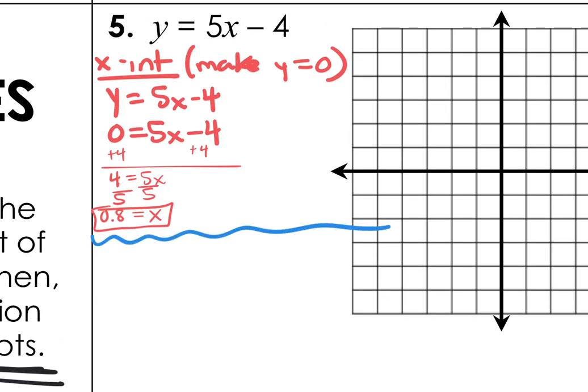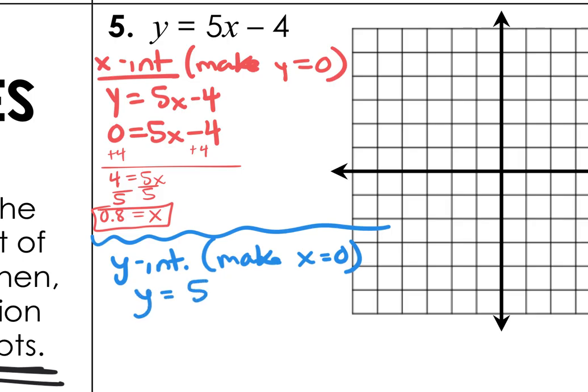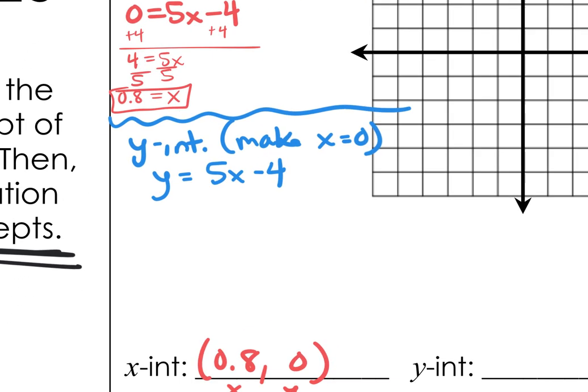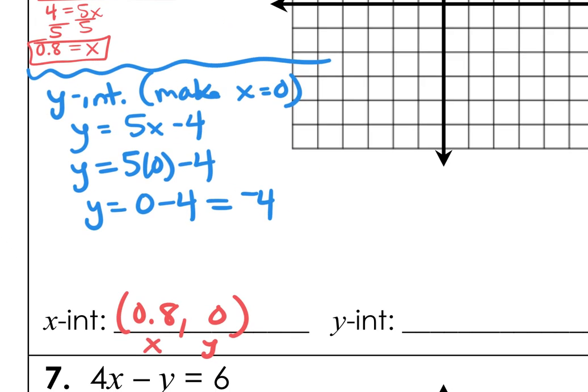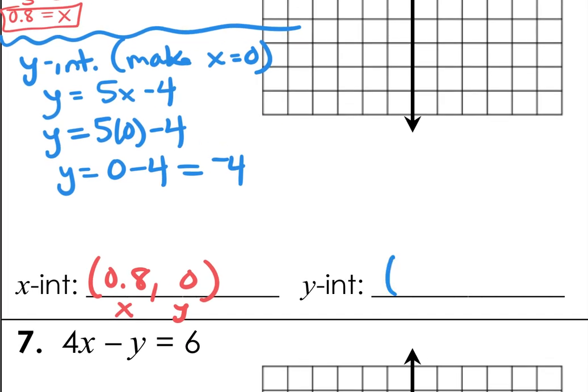Now we need to find the y-intercept. All we're going to do here is make x equals 0. So we go to that original equation, y equals 5x minus 4, and where we see x, plug a 0 in. 5 times 0 is 0. 0 minus 4 is -4. That's the y-intercept. If you write it like an ordered pair, it's (0, -4). You plugged 0 in, that was your x value, and the y value that came out was a -4.